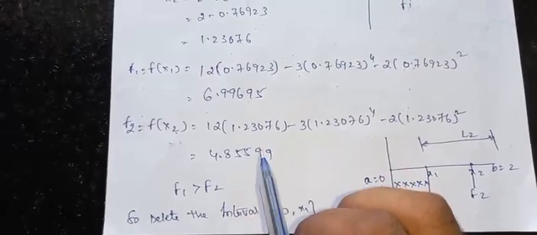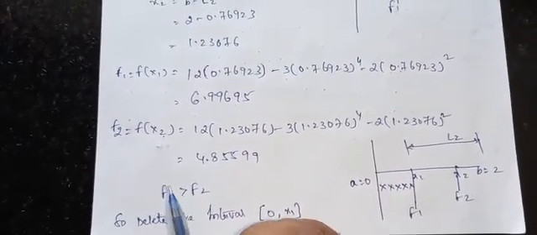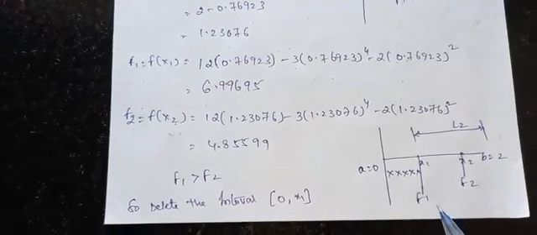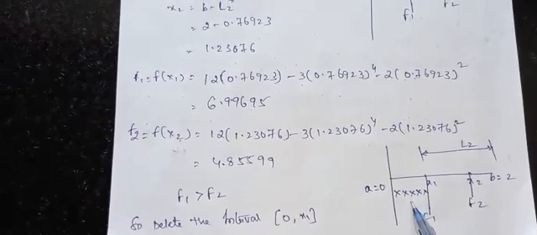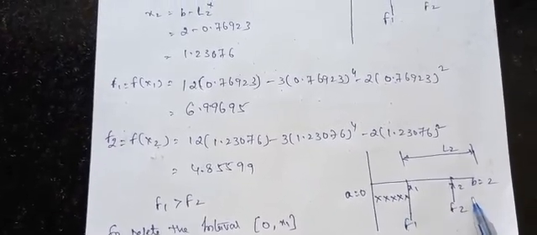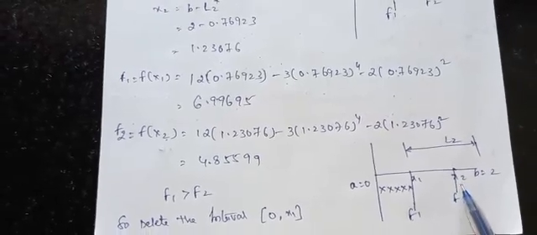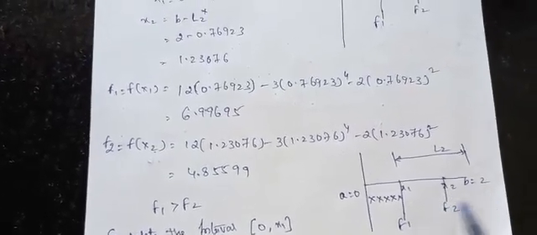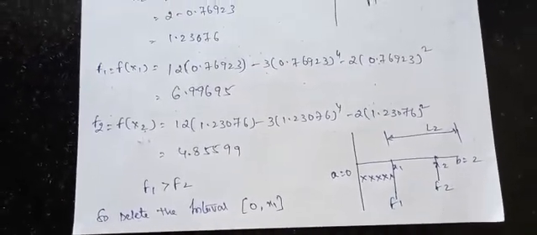Among these, which one is the maximum value? F1 is the maximum value, so we have to eliminate the f1 region. Suppose we delete the other side; we need x2 there, so we cannot remove that region. So remove the interval 0 to x1.